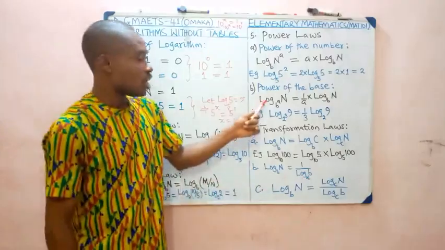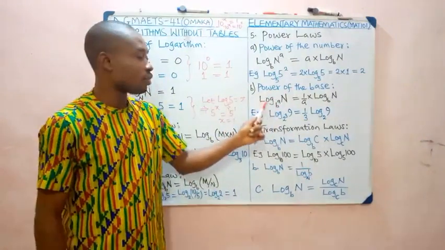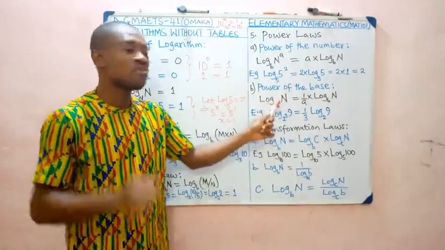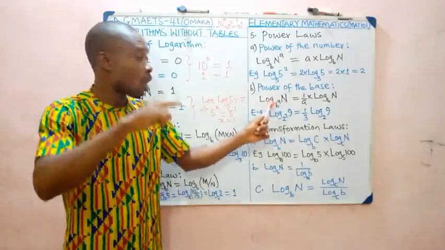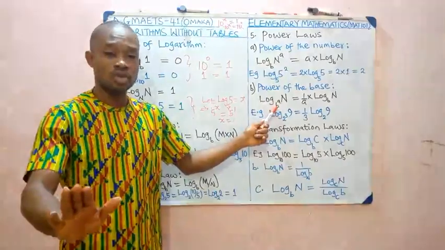You can see that here. Log of n to base b, where b is bearing power a. So I have log n to base b raised to power a. Take the reciprocal of the power of the base, which is going to be 1 over a in this case. Then use it to multiply log of n to the base b straight ahead.